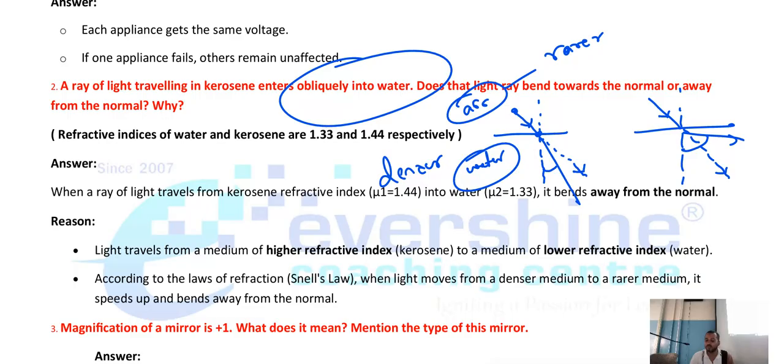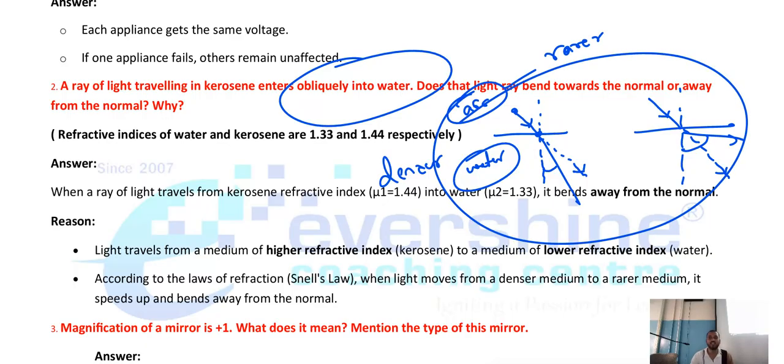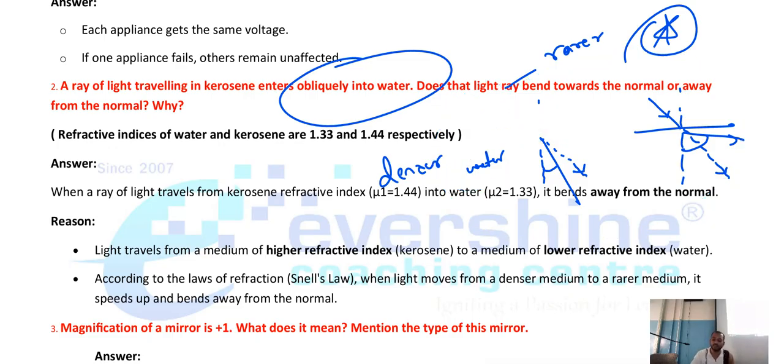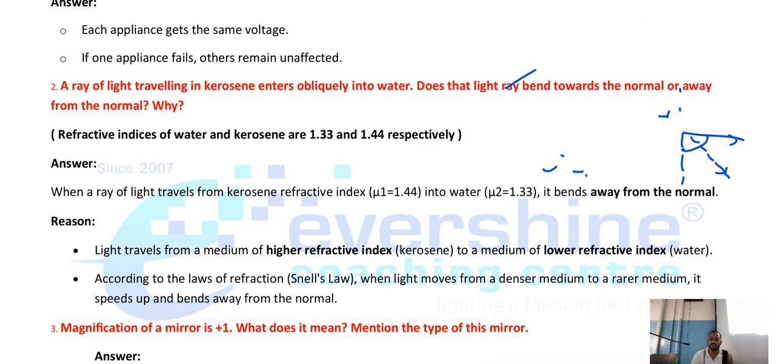When the ray of light is moving from air medium to water medium, how does it move? Either it moves towards the normal or it moves away from the normal. Based on this specific condition, the chances are high you may expect a question this time. Based on this property itself, they have given the question here. Can you see this? When a ray of light is traveling in kerosene, enters obliquely into water, does that light ray bend towards the normal or away from the normal?